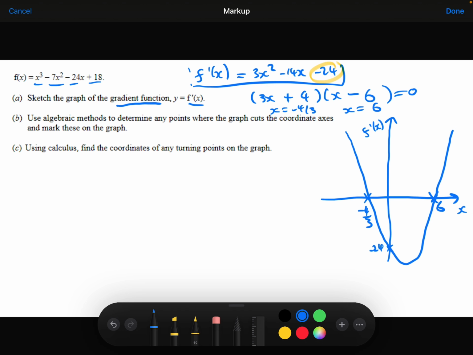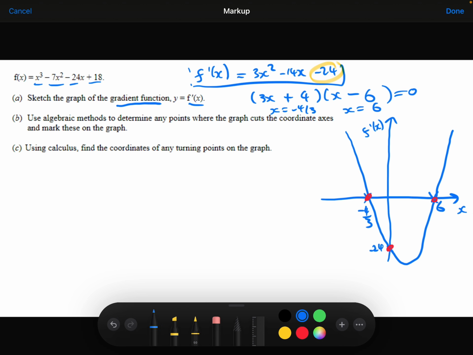Part B, use algebraic methods to determine any points where the graph cuts the coordinate axes and mark them on the graph. Oh, well, I've already done that. I've already got where it intercepts on the x-axis there, and where it intercepts on the y-axis there, so I've done that. Part C, using calculus, find the coordinates of any turning points on the graph.